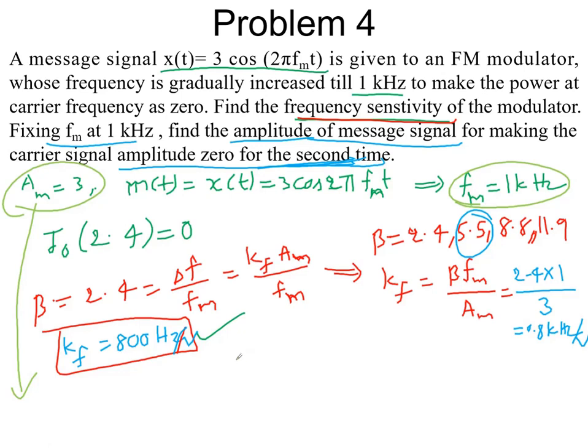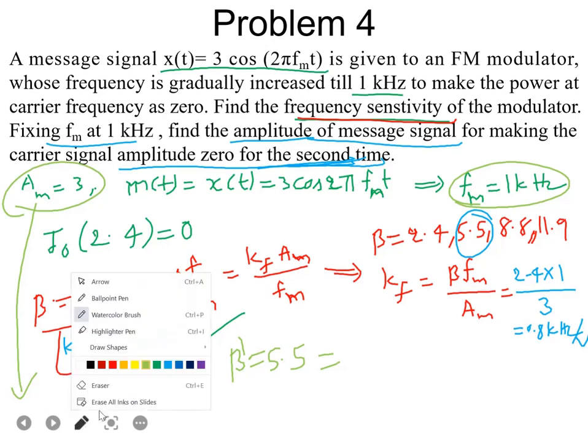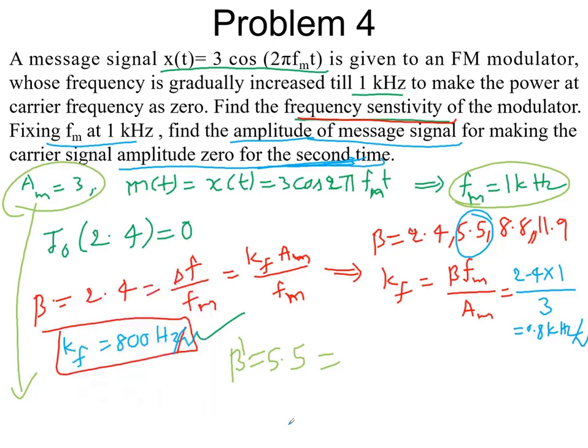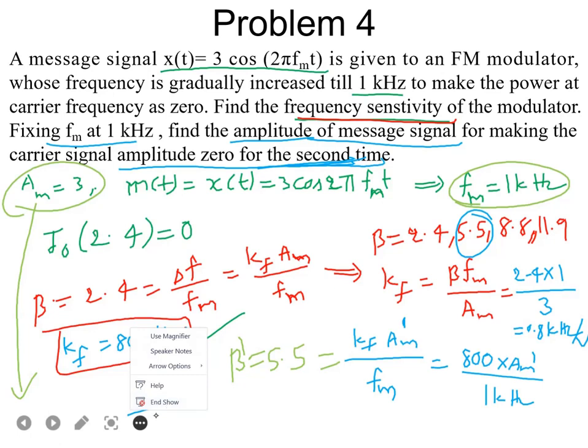Your new beta dash should be equivalent to 5.5. In this case, it is equivalent to kf times the new message amplitude, that is Am dash, divided by the same old frequency fm. Kf is 800, Am dash is what you need to find, and your message frequency is 1 kilohertz. Now how can you arrive at your Am dash here, students?